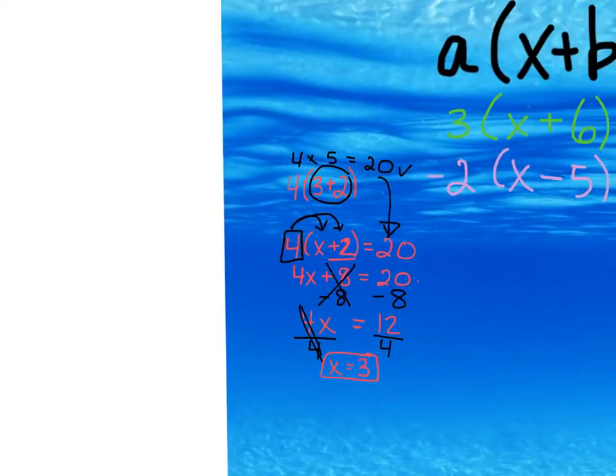Alright, let's give another one a shot. Let's go over here. Okay. Next up, I'll do question 8, and it is 2. Oh, sorry. I have to switch to the pen. 2 times x minus 1 equals negative 8.